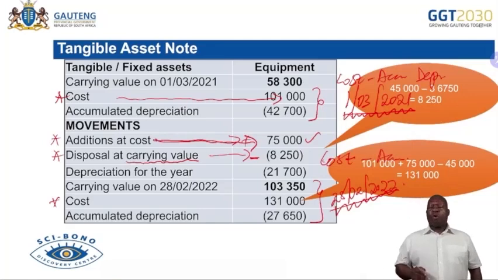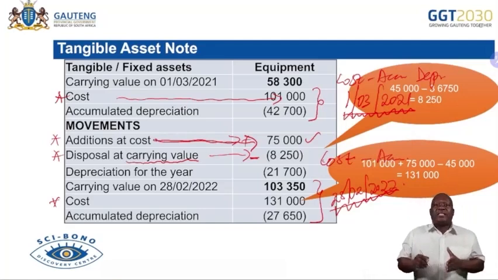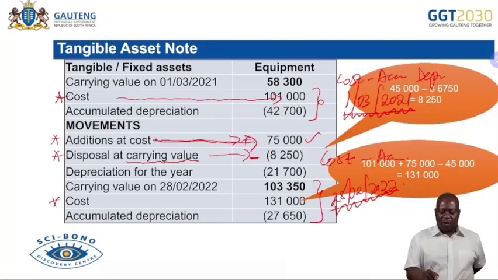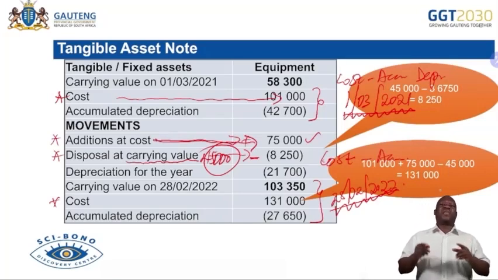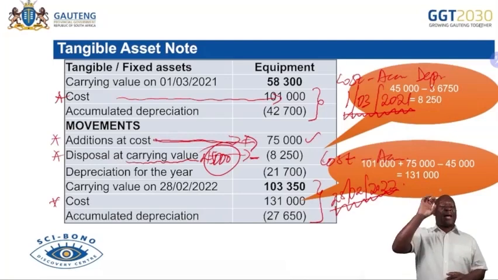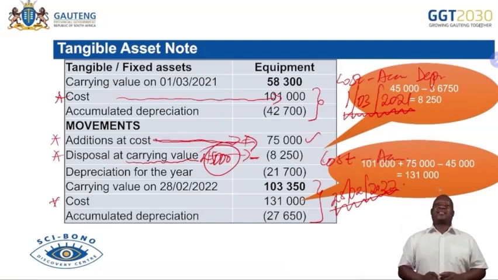75,000. We subtract the cost price of the asset that is being disposed. So we are not going to take the 8,000. We are going to take the cost that brought about this. And remember, it was 45,000. So we say minus 45,000. That's how we get to 131,000. Please remember the relationship that exists between the balances at start and the balances at the end.